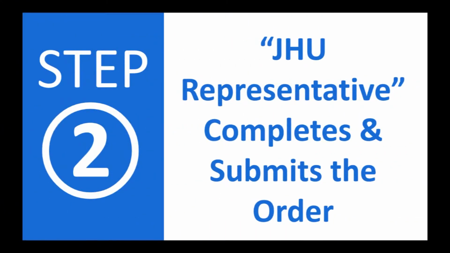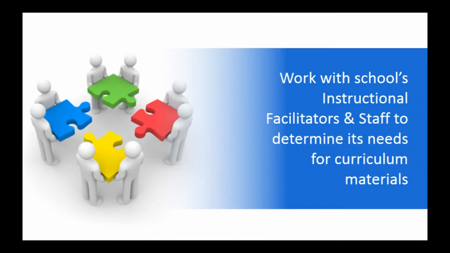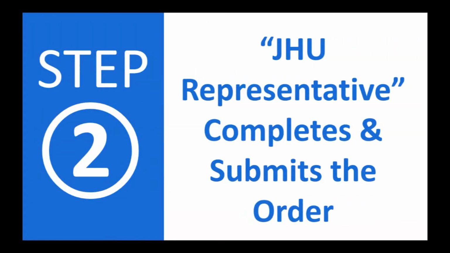Once the JHU representative is determined, he or she needs to work with the TDS instructional facilitators and the school's coaches or staff to determine the material needs for each division: ELA, math, student success skills, etc. They should also consider any additional TDS professional development manuals that would be valuable. After determining materials needs, the JHU representative should carefully enter all the correct information into an online order.